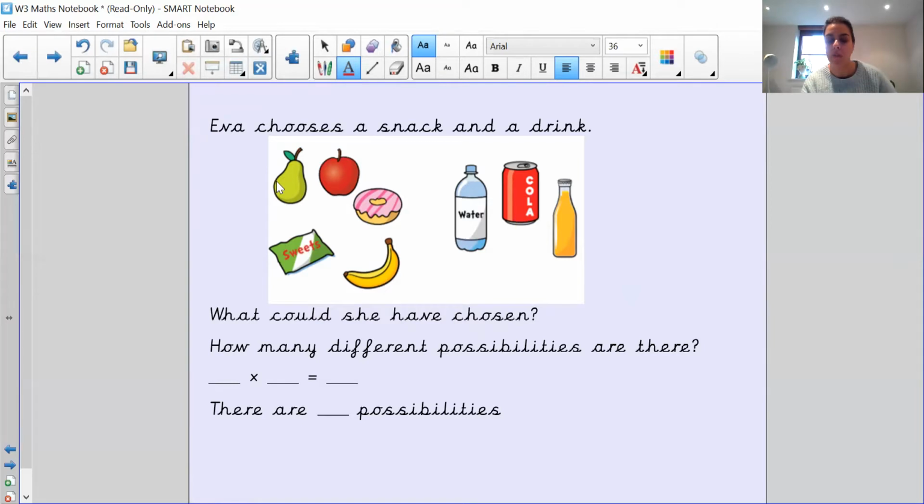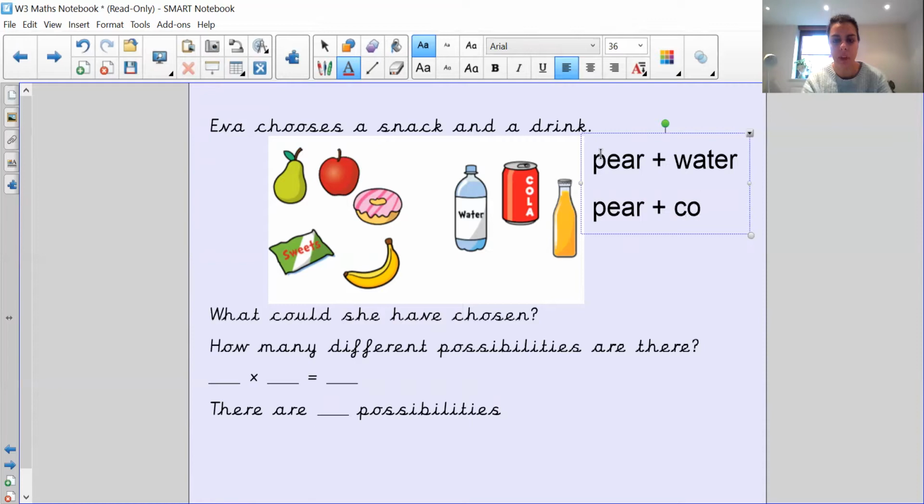So you could write pear and water. So if I was to write down my list of things, I might say she could choose a pear and water. I'm going to do it systematically. So she could choose a pear and cola. And the last pear option is pear and juice. Then you might do the same with apple. So you would do apple and water, apple and cola, apple and juice. Then donut and water, donut and cola, donut and juice. You can't do apple and donut because she's chosen a snack and a drink.